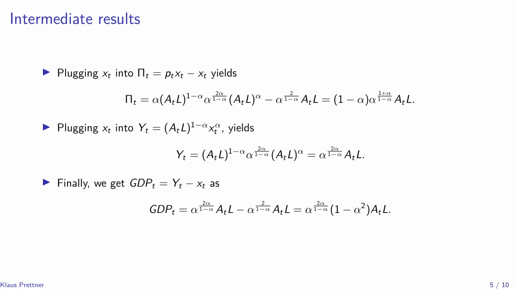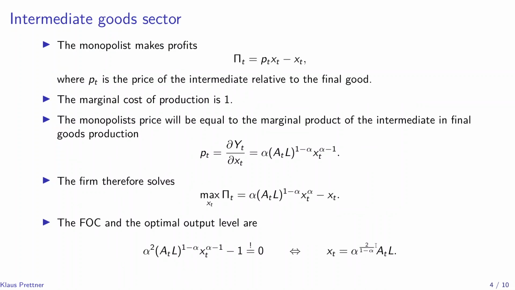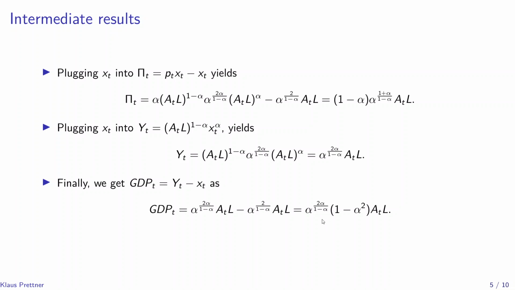And finally, we can compute GDP, which is output minus the value of the intermediate inputs, x_t. So we again plug in for y_t from here, for x_t from the previous slide, and then just simplify, and this expression then becomes alpha to the power of 2 alpha divided by 1 minus alpha times 1 minus alpha squared A_t L.